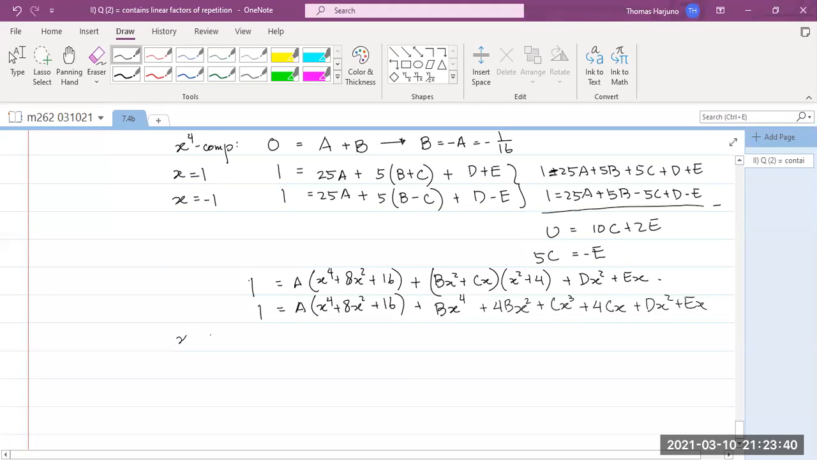How about x cubed? I mean, the x cubed component. On the left-hand side, it's 0. On the right-hand side is only c, huh? Okay, so c equals 0. We already get a, we already get b, we already get c. Oh, but we also have here, so e must be 0.